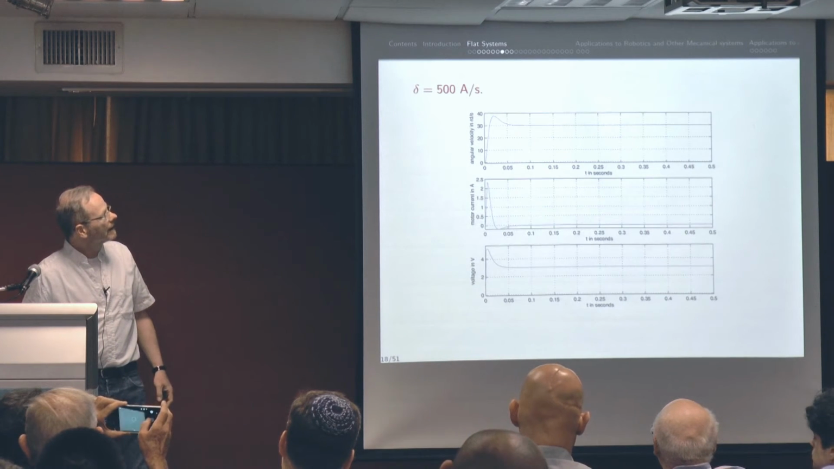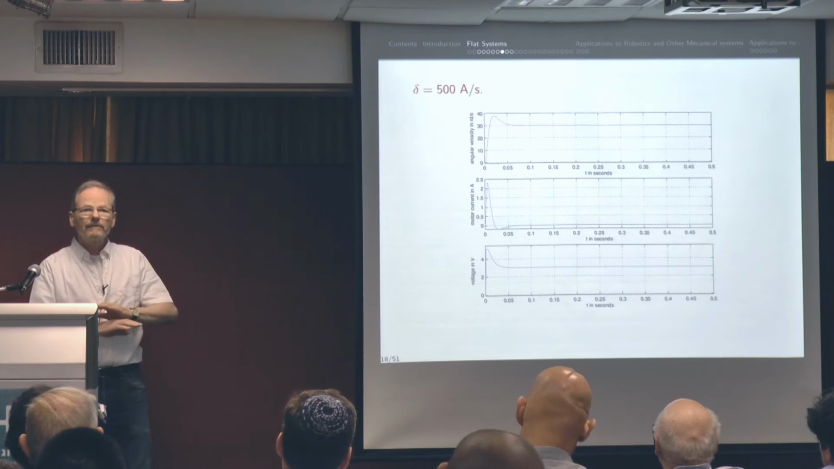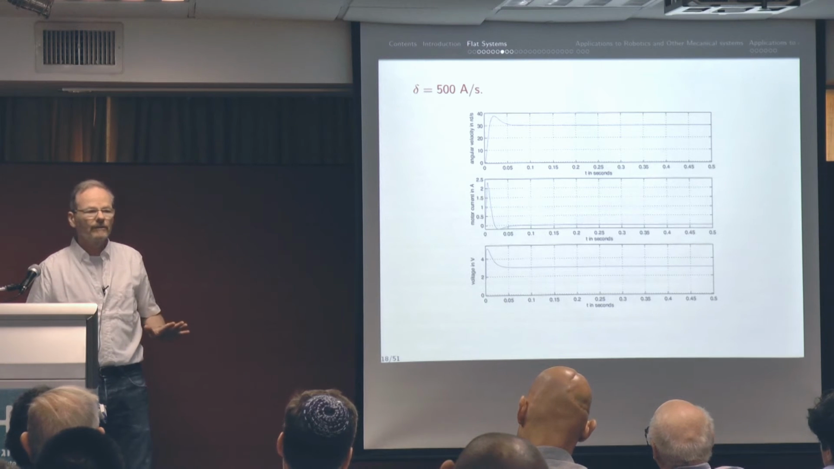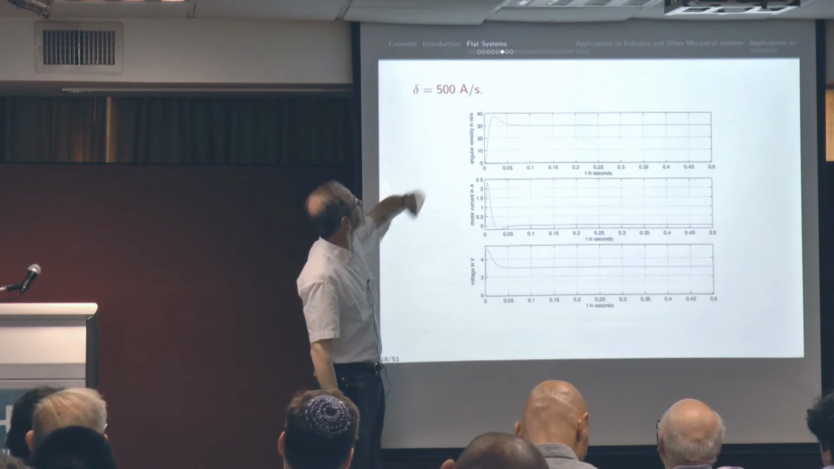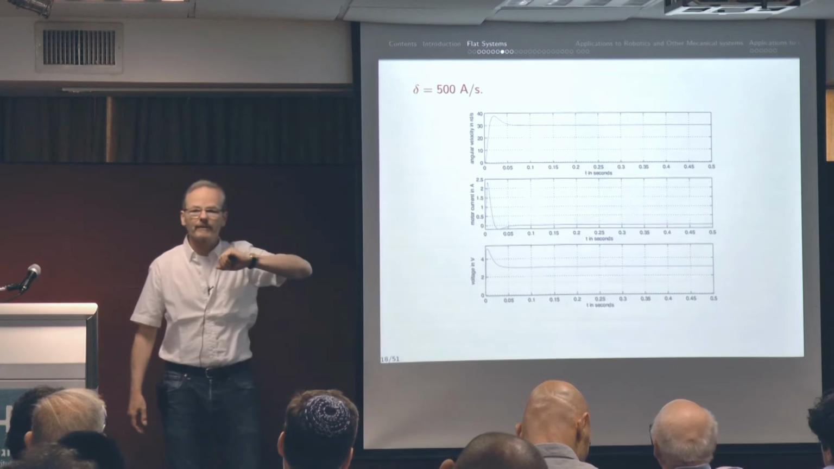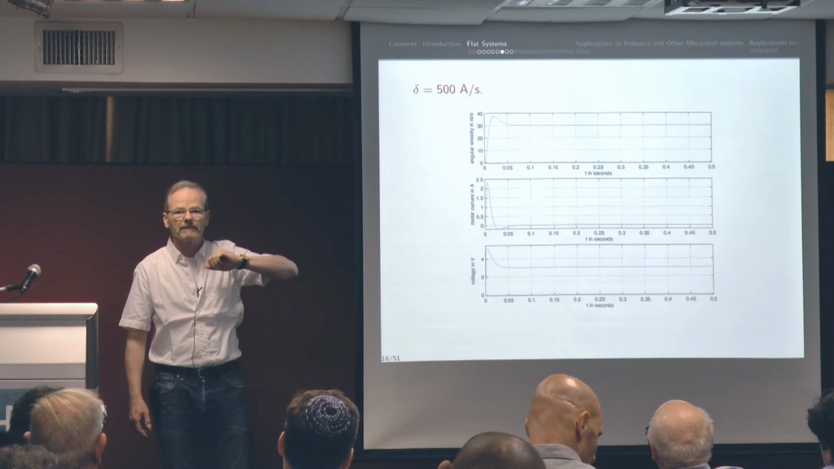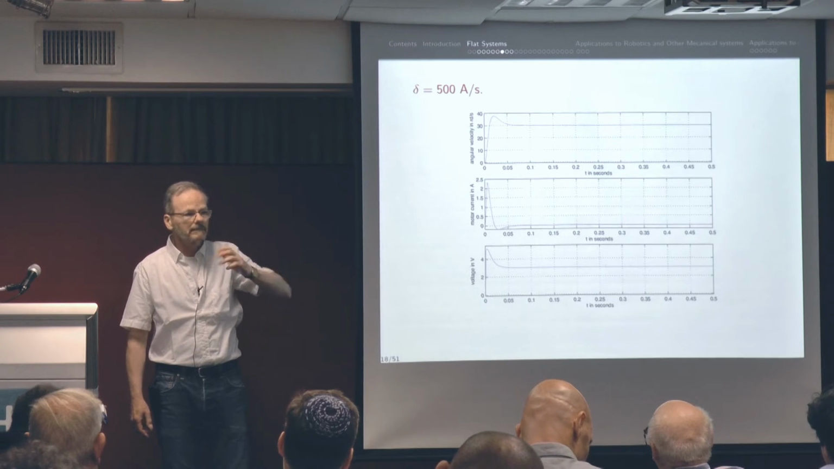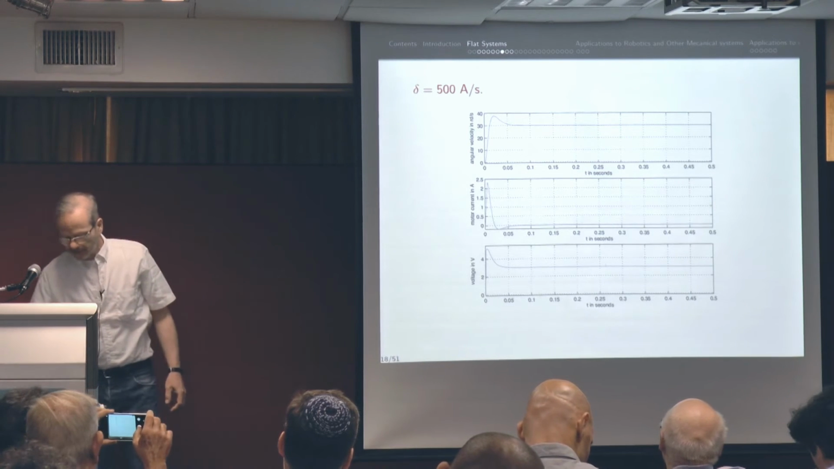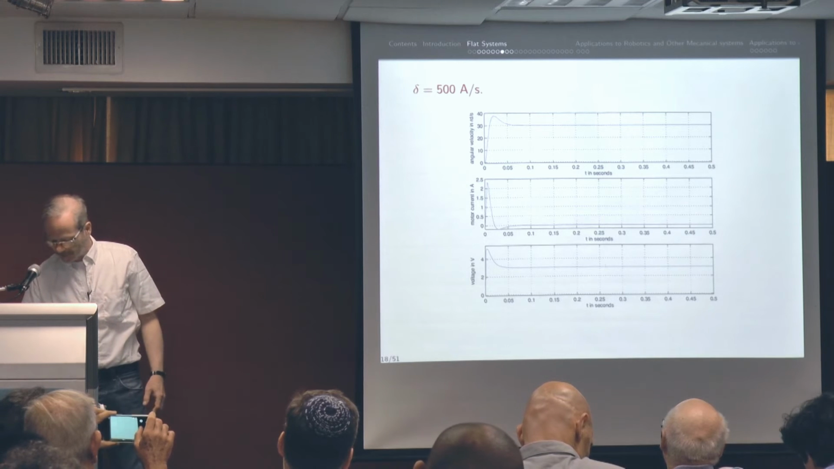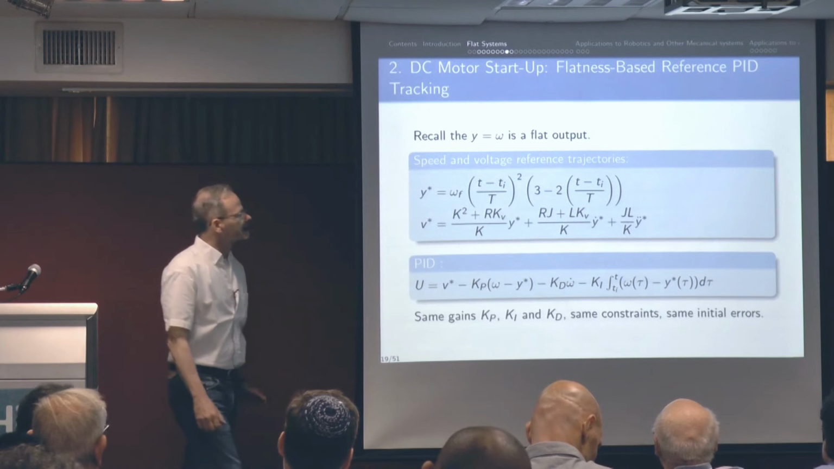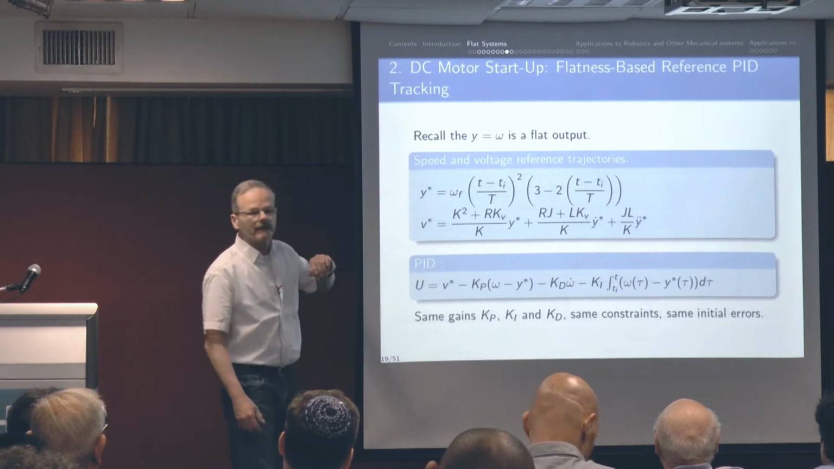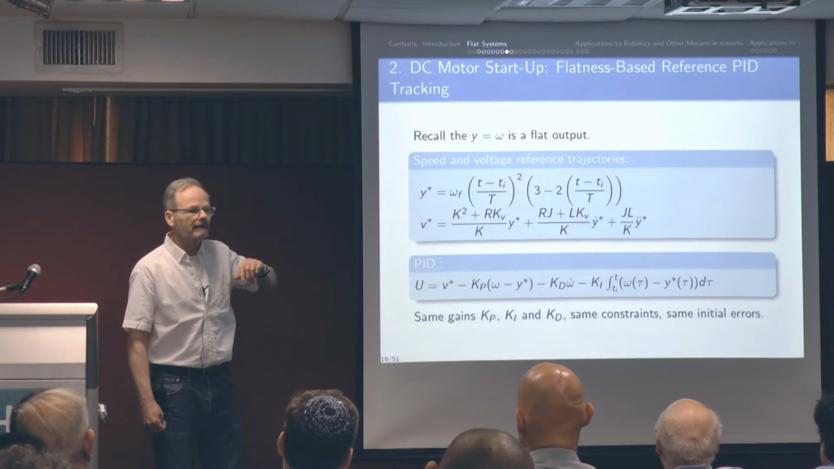And now, in order to have absolutely no saturation, you're obliged to increase delta up to 500 amperes per second with that design. Okay, so that's quite important. And now we change this design and go back to the flatness-based design.